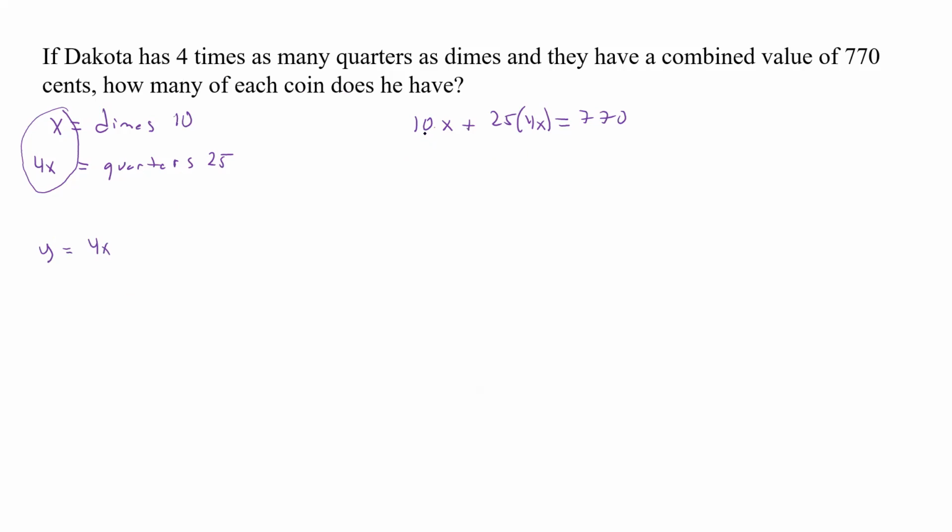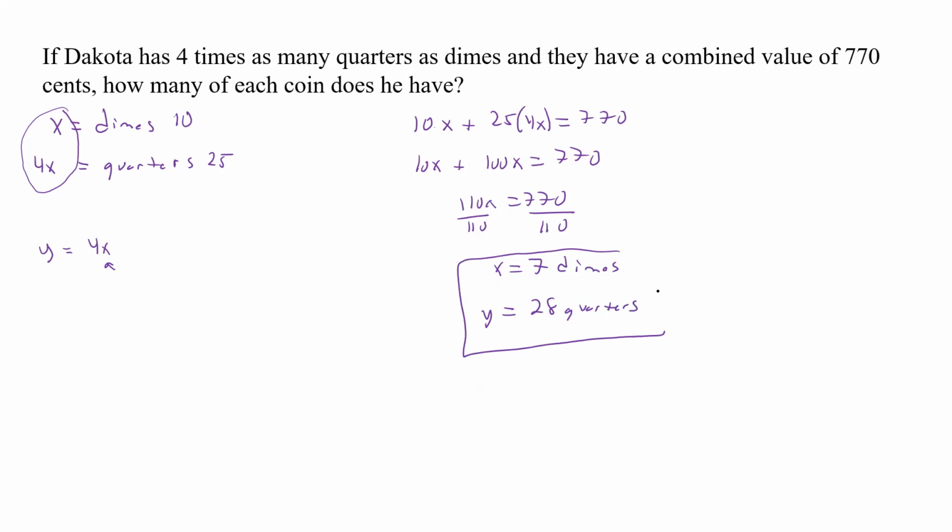And now what we're going to have is 10x plus 100x equals 770. Well, that's 110x equals 770. If we divide by 110, x is equal to 7. And if we plug that back into our equation, y is equal to 4 times that, which is 28. So there's 7 dimes, 28 quarters. That's going to be our total.